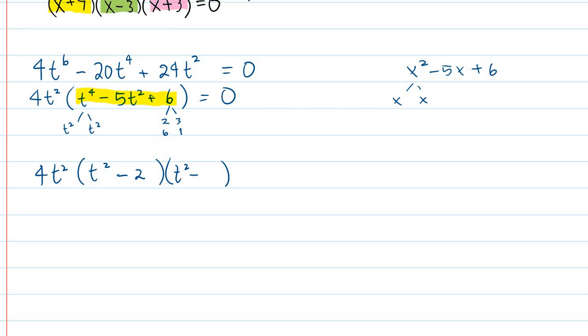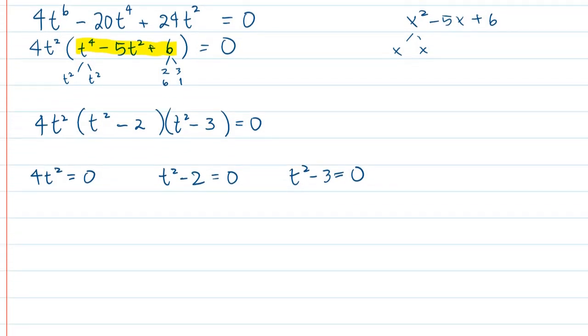2 and 3. Those are the only ways that I will get 5. And then now these are all equal to 0, so each one of these things I can set equal to 0. So 4t squared equals 0, t squared minus 2 equals 0, t squared minus 3 equals 0. And I have to solve each one of those.